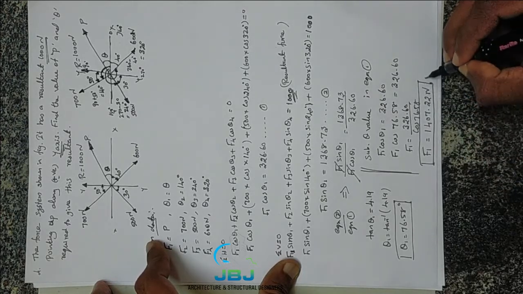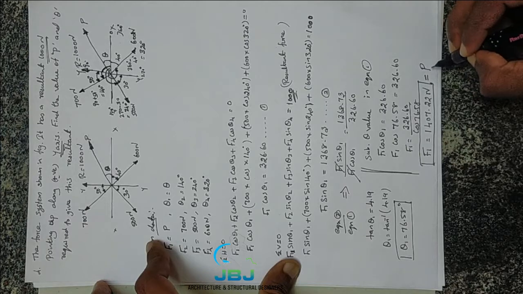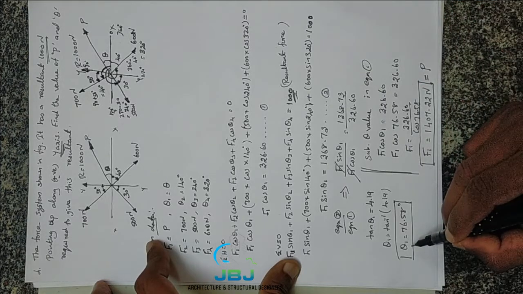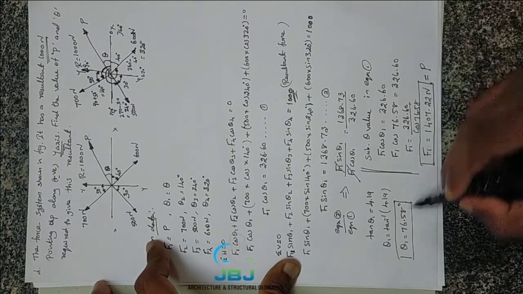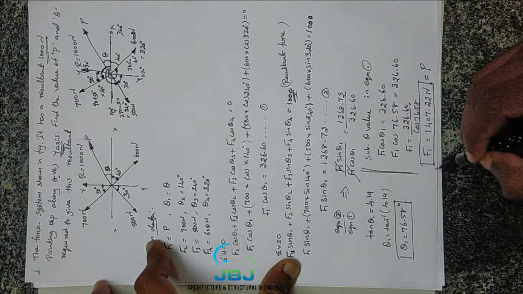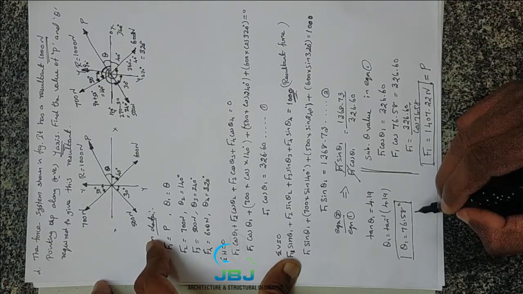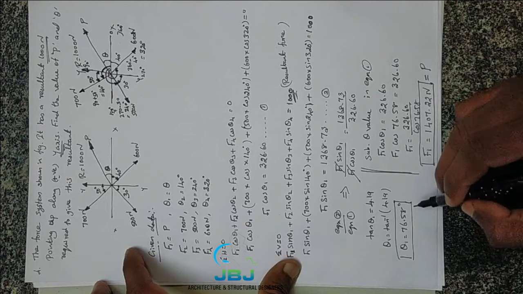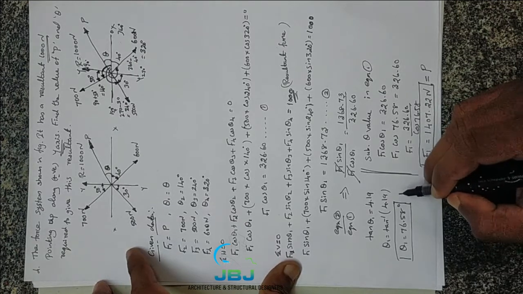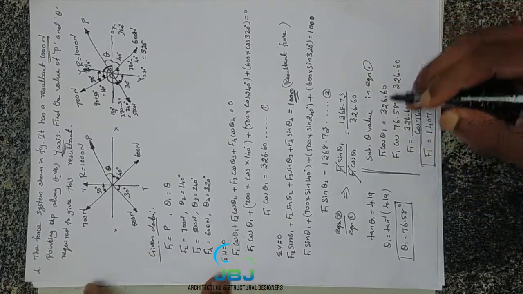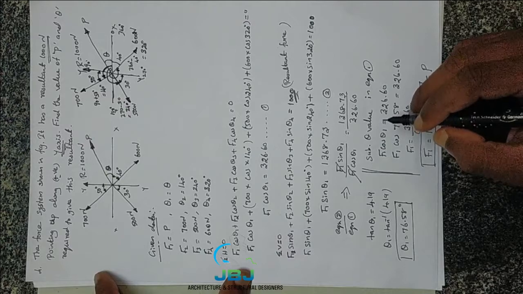So the value of F1 equal to 1407.22. Also you can say like this, this is the value of P, and this is the value of theta. The corresponding value of theta equal to 76.58 degree. That's all about this problem. This is also one of the important university questions, and thank you for watching this video.